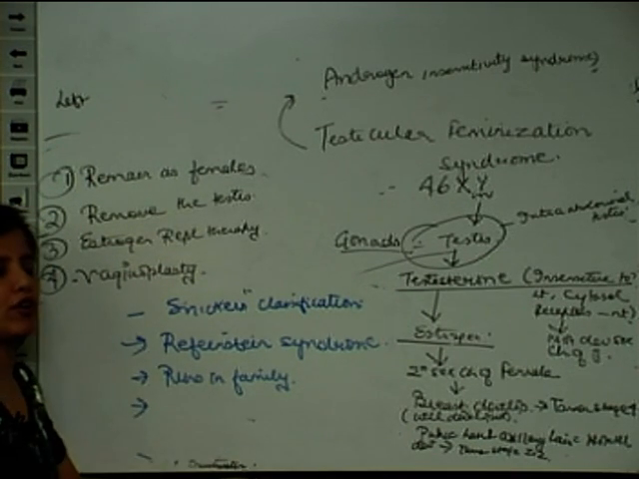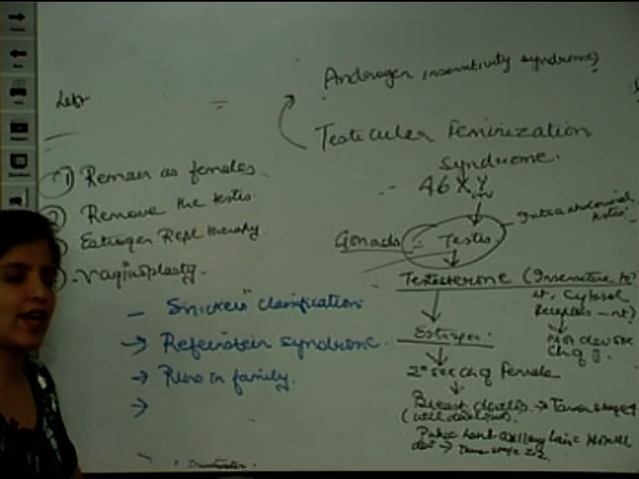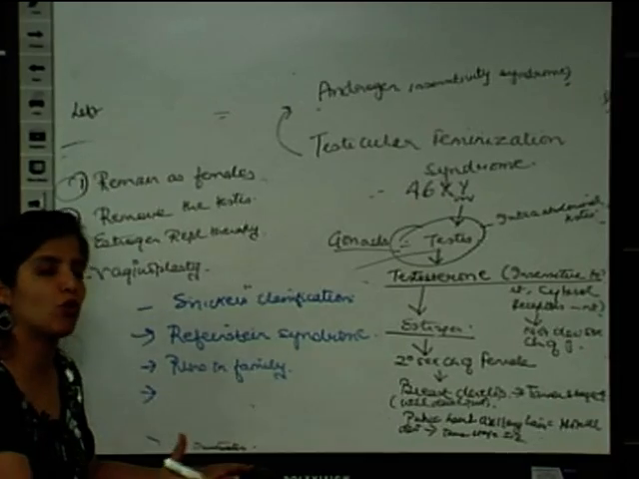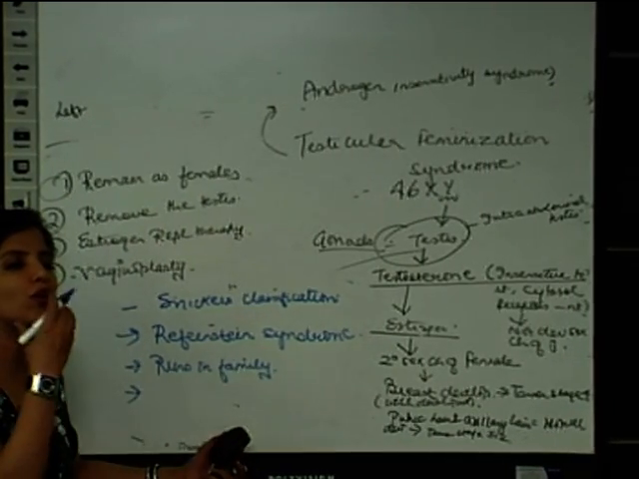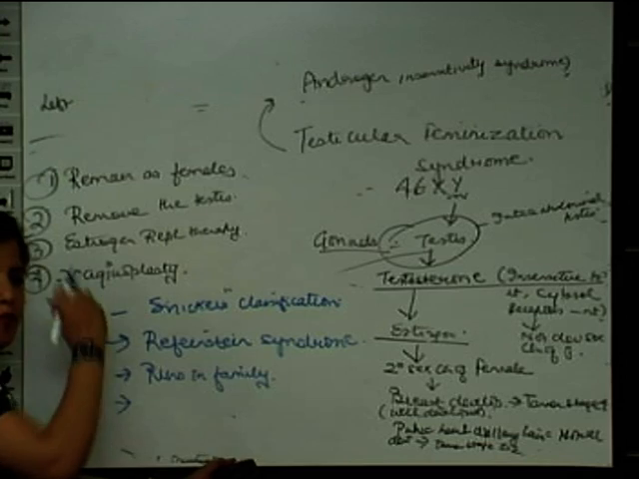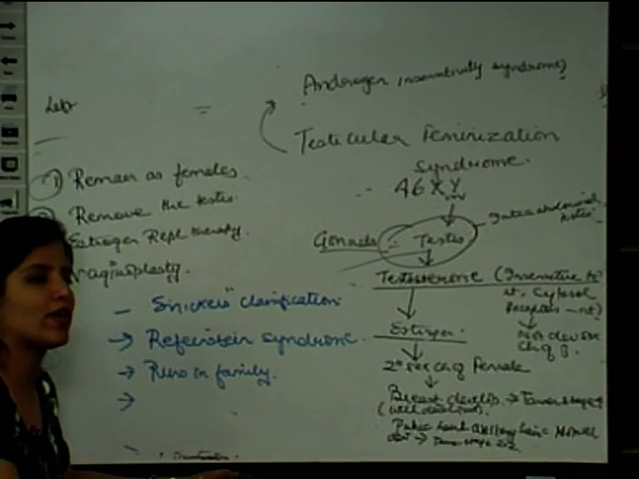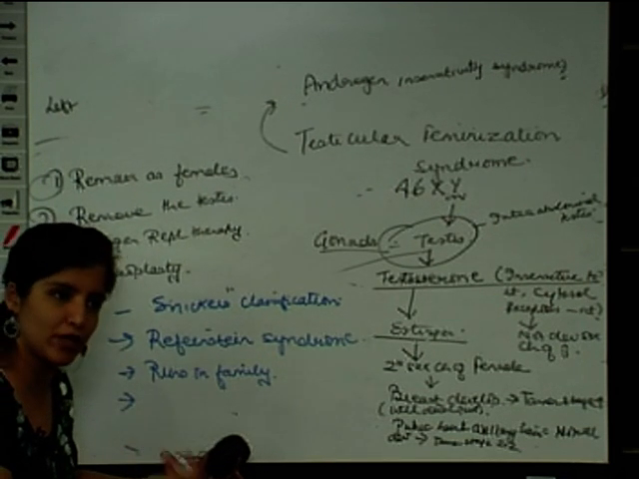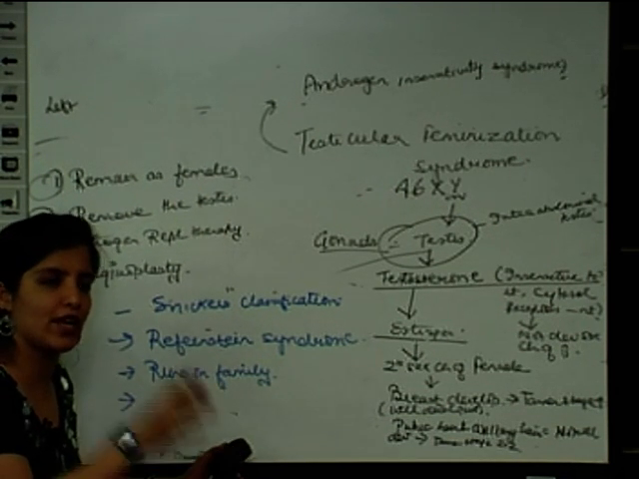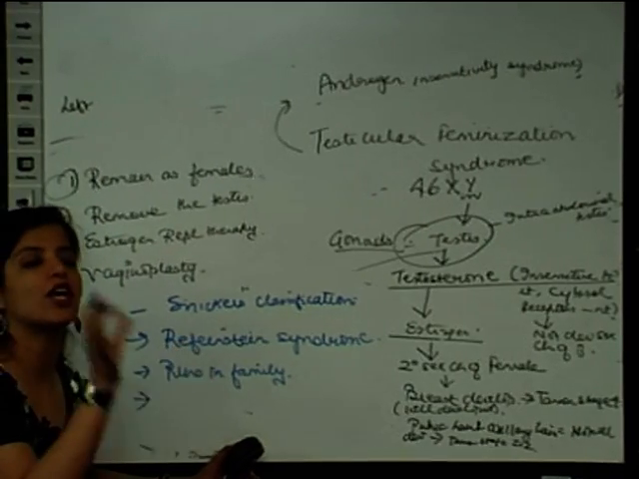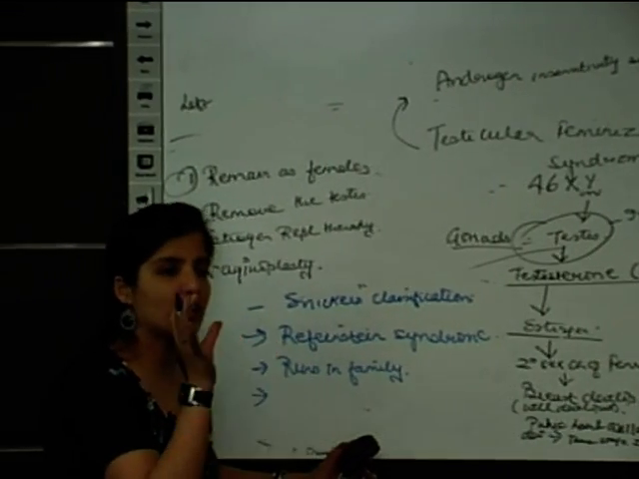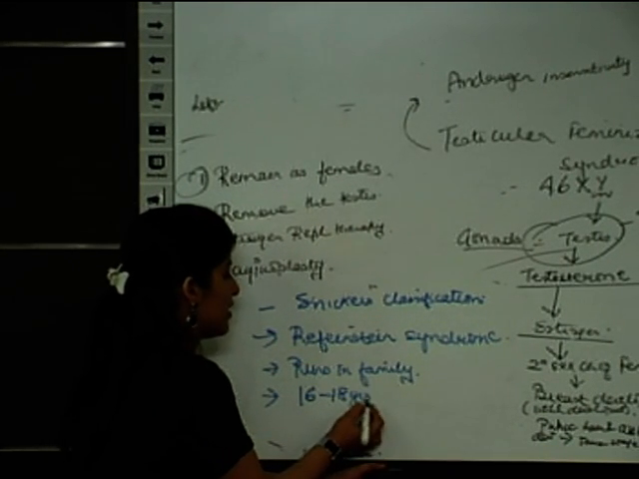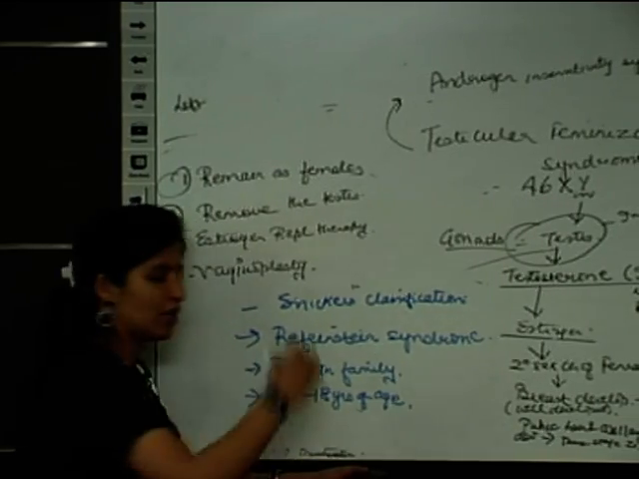And number 4 is, like we say what is the time for doing vaginoplasty, similarly a question was once asked, what is the time for doing gonadectomy in these patients? The correct age for doing gonadectomy in these patients is after they have attained puberty. If this option is not given and they are specifically asking you the age, then according to Leon Spiroff, the correct age for doing gonadectomy is 16 to 18 years of age.